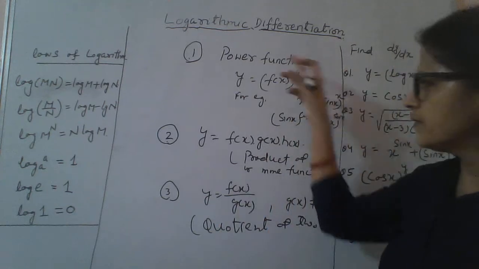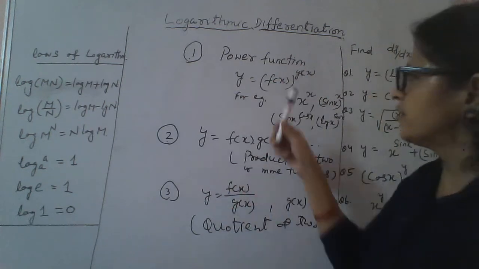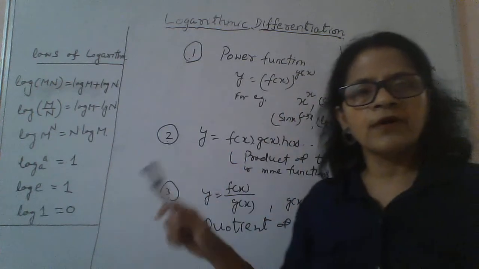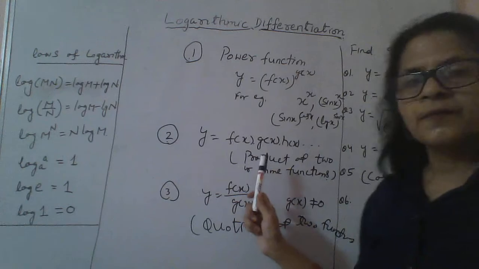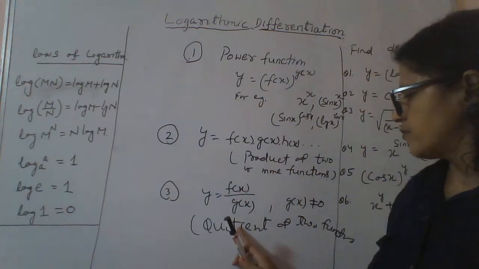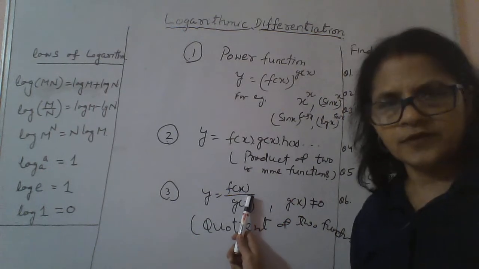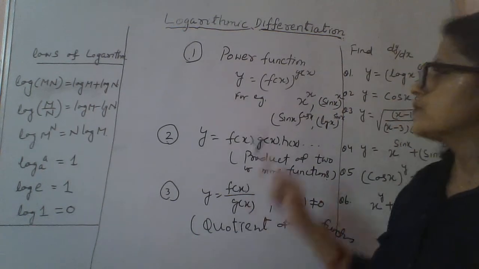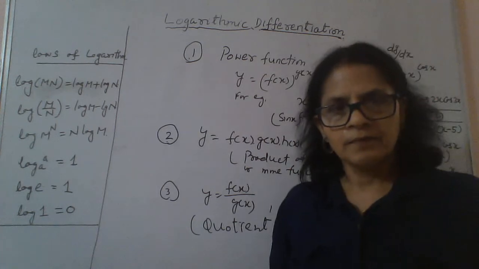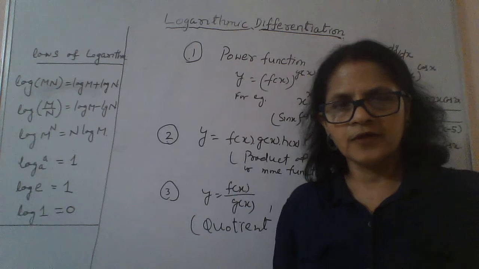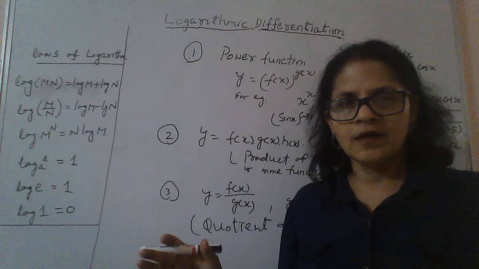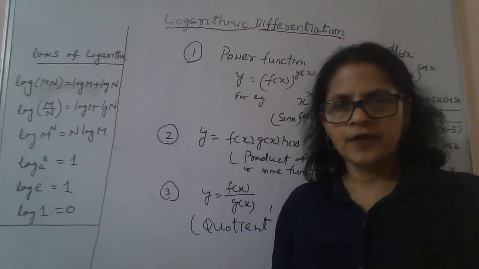So basically these three cases, as I mentioned: a power function, where one function is the power of another function, then a product of functions, and a quotient of two functions, with the denominator of course not equal to 0. It is basically PQ power, meaning product, quotient and power. This is the trick to remember logarithmic differentiation: PQ power.